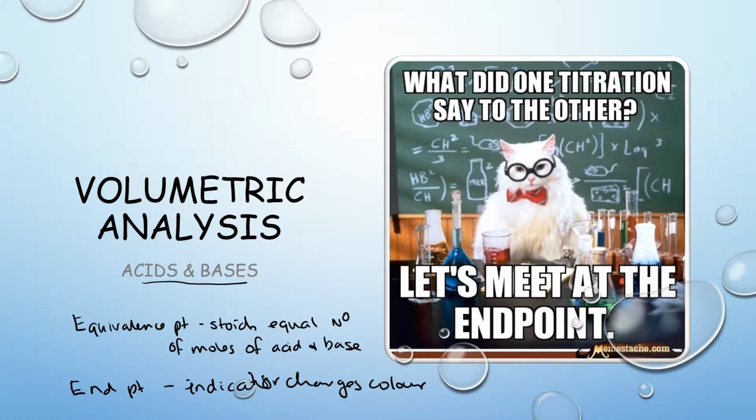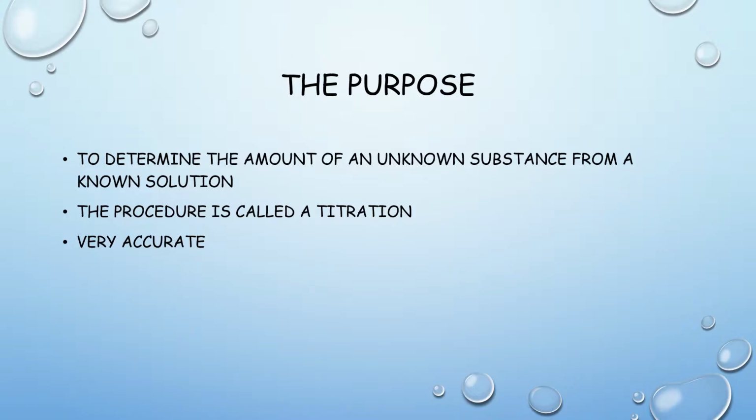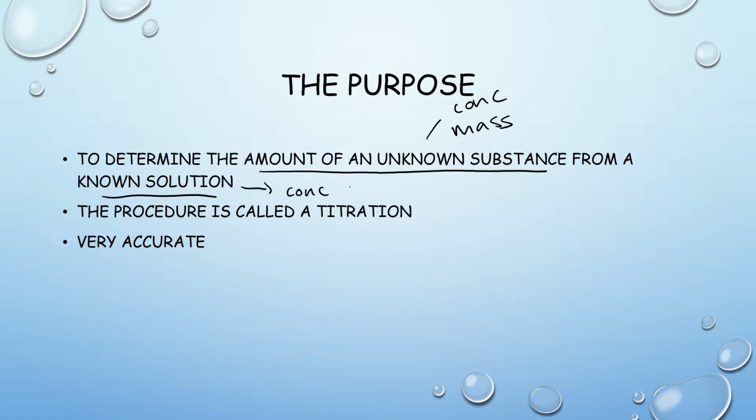For a titration to be accurate, we need endpoint to match equivalence point. The purpose of the procedure is to determine the amount of an unknown substance. Now this could be a concentration or it could be a mass. And you do this from a known solution. And when I say a known solution, that means you know the concentration accurately and the volume. The procedure itself is called a titration, and it is very accurate.